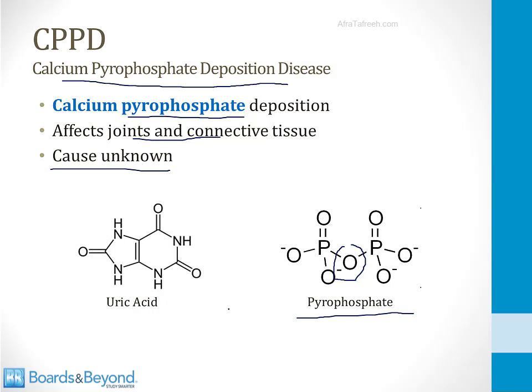CPPD. And as we'll see, this disorder shares some similarities with gout. In gout, uric acid deposits in joints. In CPPD, it's calcium pyrophosphate. The main difference between gout and CPPD, especially in terms of step one, is that there's a lot of biochemistry around what produces more uric acid and leads to gout. There's not so much biochemistry around CPPD.